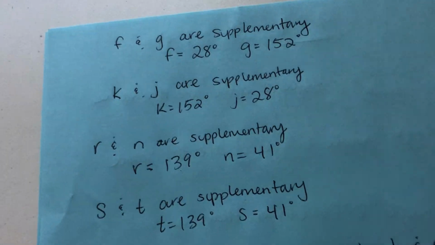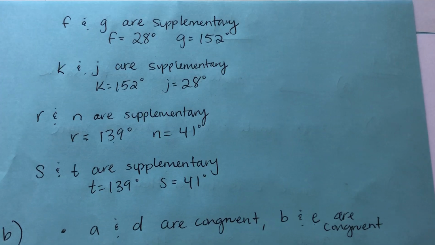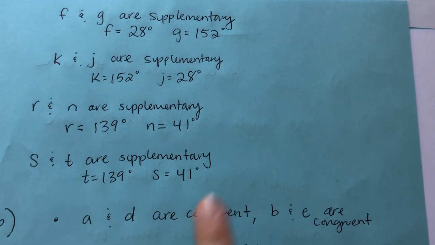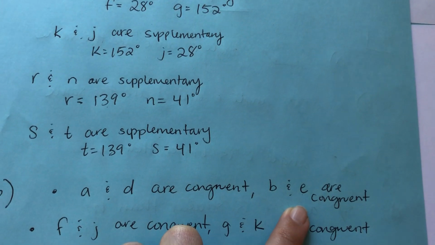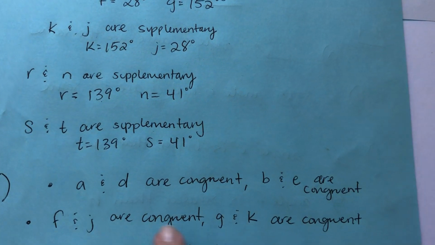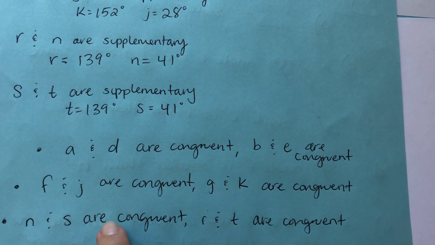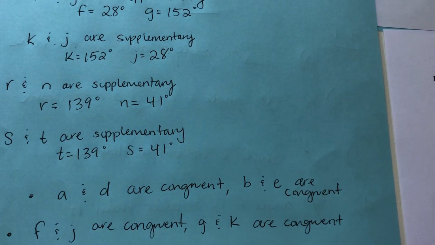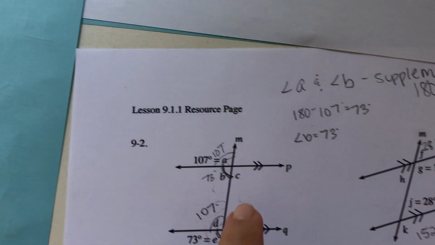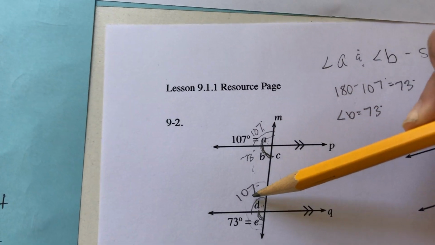We're just going to summarize what we saw. For A and D, in that first bullet point, I put A and D are congruent. Congruent just means equal. And B and E are congruent. You're going to notice quite a pattern here. F and J are congruent. G and K are congruent. And then N and S are congruent, and R and T are congruent. Look, A and D: that A right here is equal to that D.